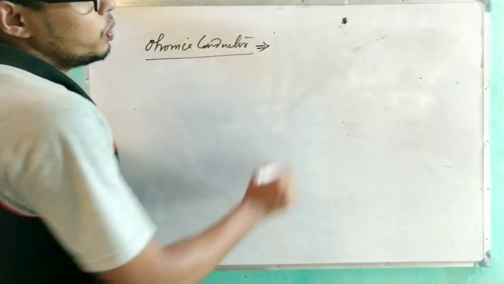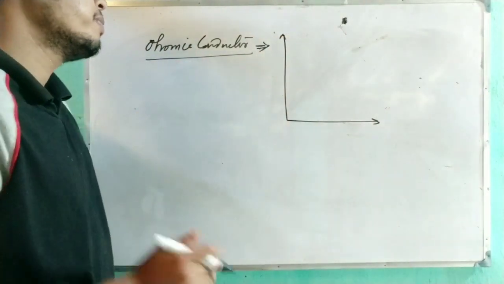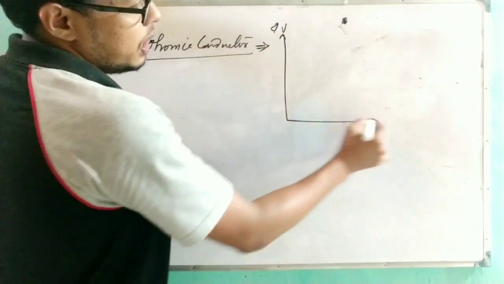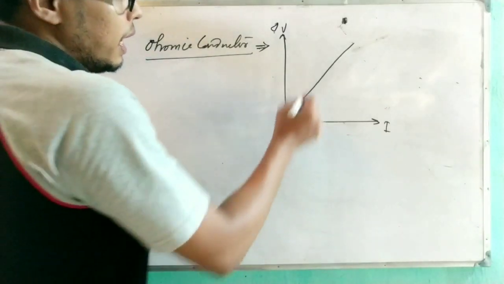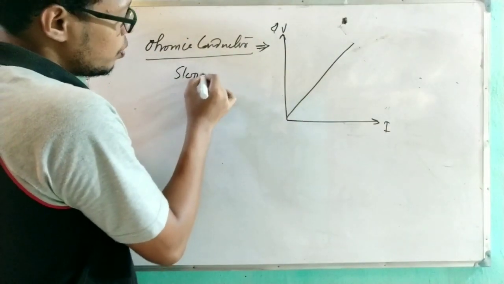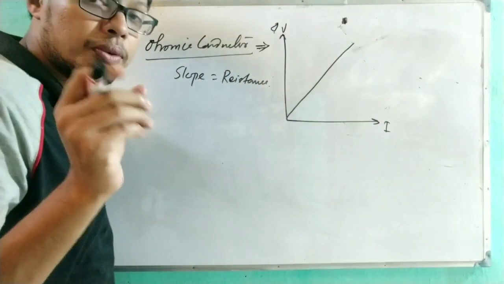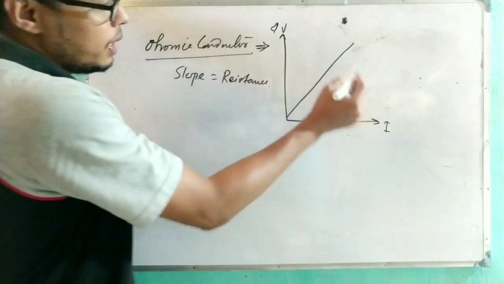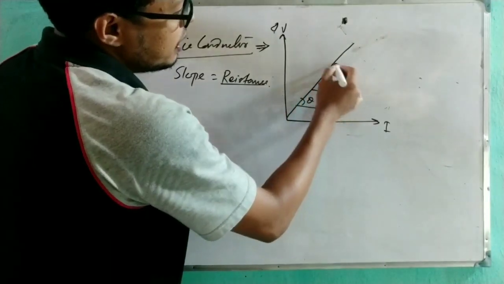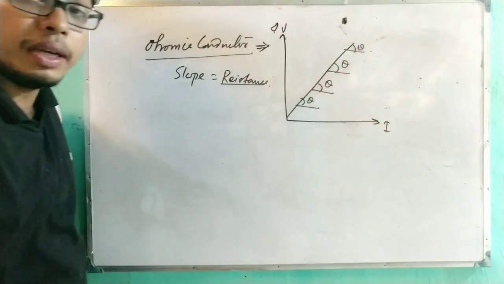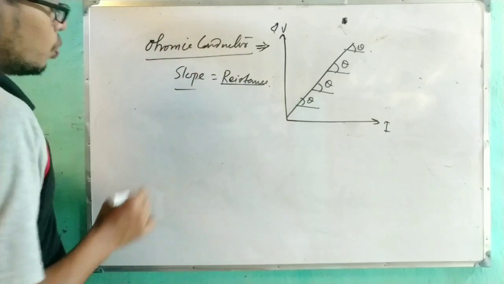What are the ohmic conductors? The conductors which obey Ohm's law are called ohmic conductors. If we draw the graph for an ohmic conductor, with del V on one axis and I on the other, the graph will be a straight line. The slope of this graph gives the value of resistance. This resistance is constant when all the physical conditions remain constant. Why am I saying constant? In this graph, if you want to find the slope, at each and every point the value of theta will be constant. So, this is the ohmic conductor.